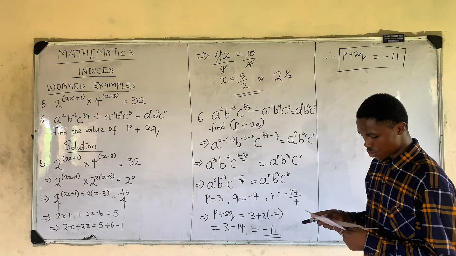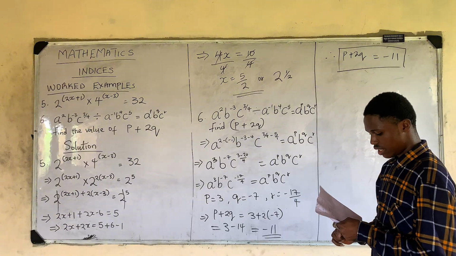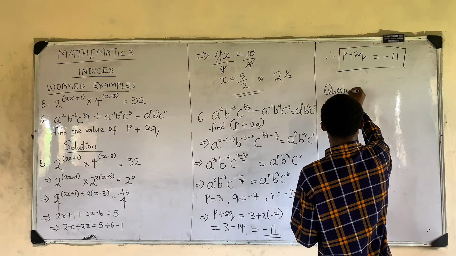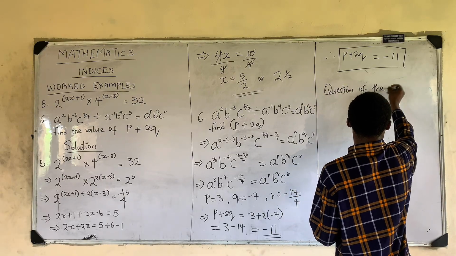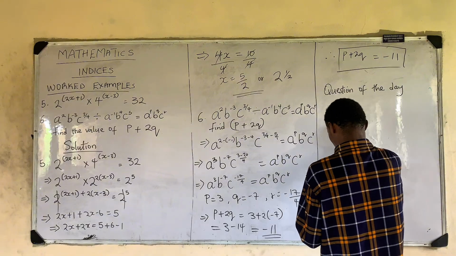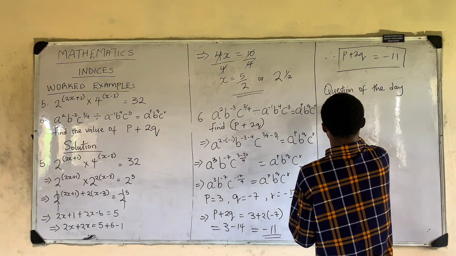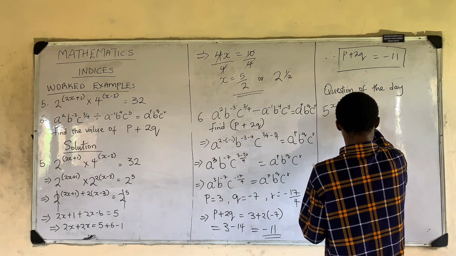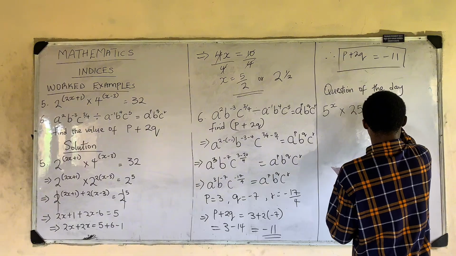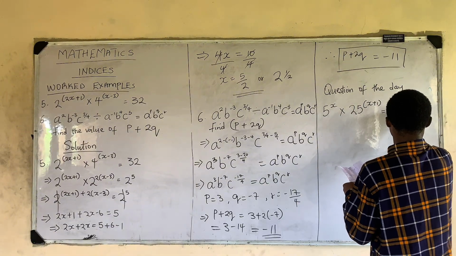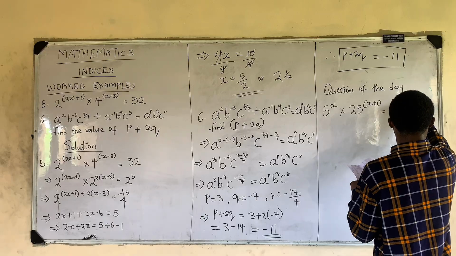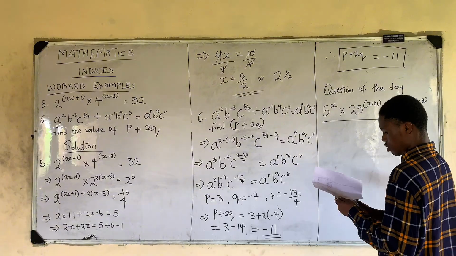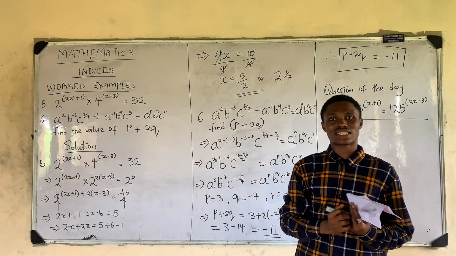I'm going to give you a question to solve and tell us the answer in the comments. We have 5 raised to the power x times 25 raised to the power x plus 1 equals 25 to the power of 2x minus 3. Let us know your answer in the comments.